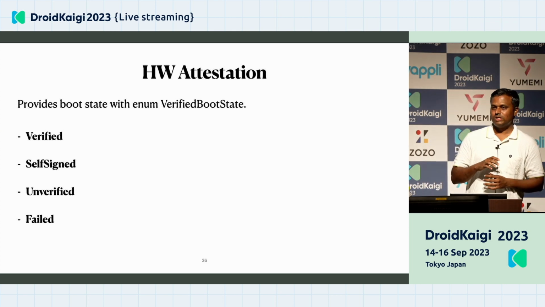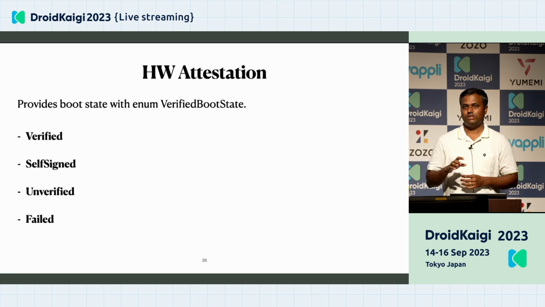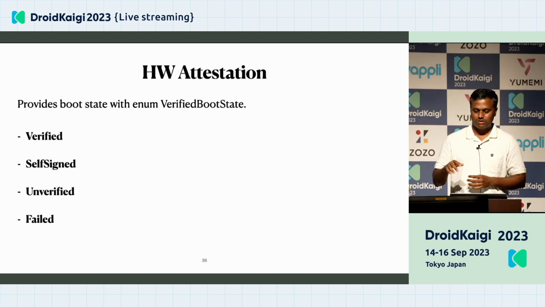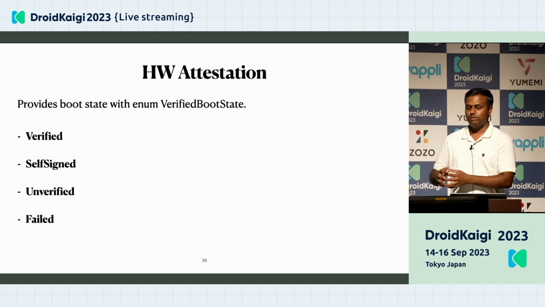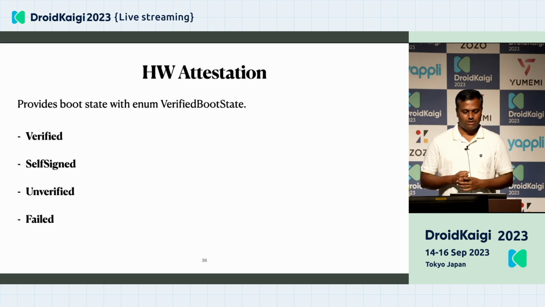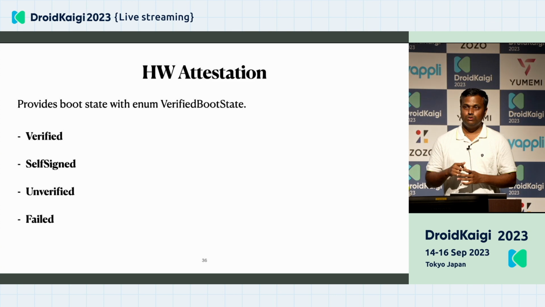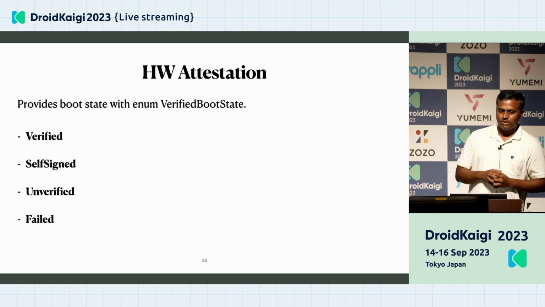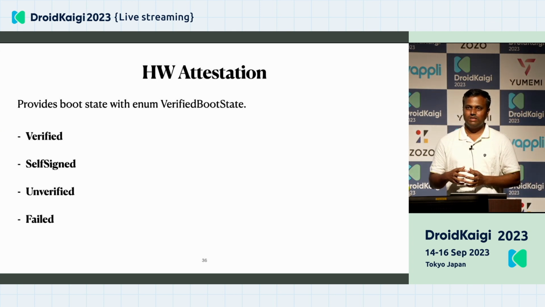Verified means the full chain of trust has been established with the manufacturer's certificates, which are embedded in the read-only memory. Second one is self-signed, where the boot partition was signed by the user's custom root of trust or custom signatures. Third one is unverified, where a device can be used freely and verification was not checked at all. So the user is responsible for its integrity and everything. And the last one is failed, where the verification failed.